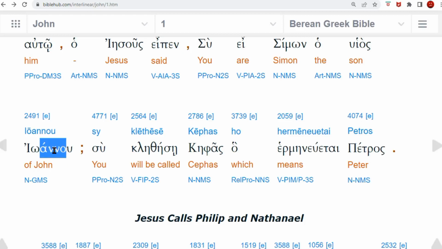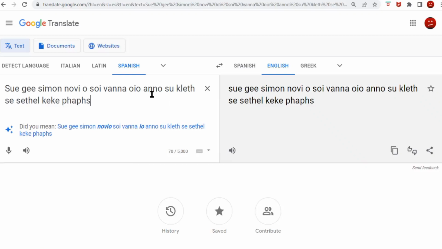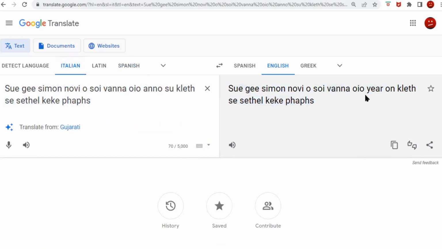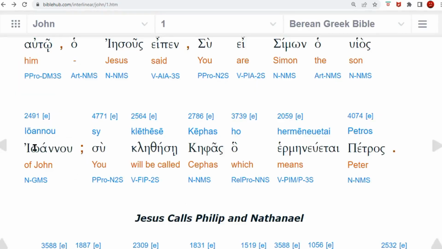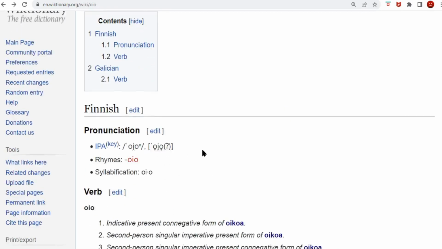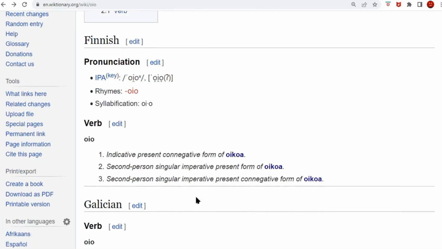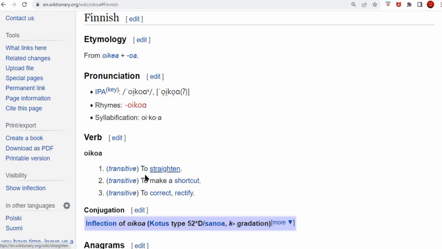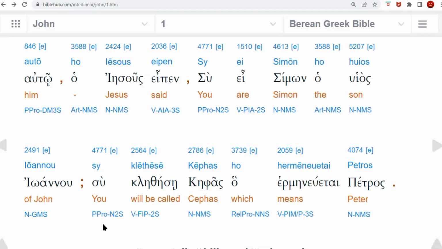And that's the only word that you get to translate in Google Translator. When I broke this all down and put it in the letters, you can see that the year, the anno, is the only one it would translate. That's the only one it recognized. The shit to straighten, Oya, to straighten the year. Oya is Finnish in Galatian. It's the indicative present causative form of Okoy, meaning to straighten, to correct, to rectify. And you will be called Cephas, which means Peter.